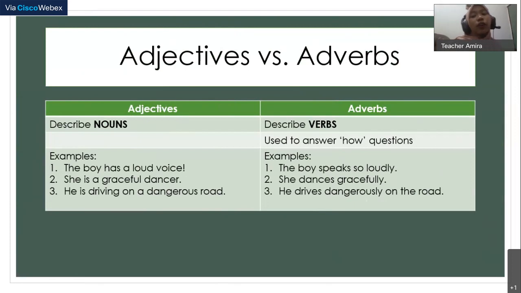On the other hand, if you want to use adverbs, we can say that he drives dangerously on the road. It's not about the road, it's about how he drives. He drives very dangerously. Maybe he exceeded the speed limit. Maybe he's reckless in his driving. So that is how he drives. So that is the difference between them. I hope you understand about that, and I hope you won't confuse it in the future. So do you have any questions?